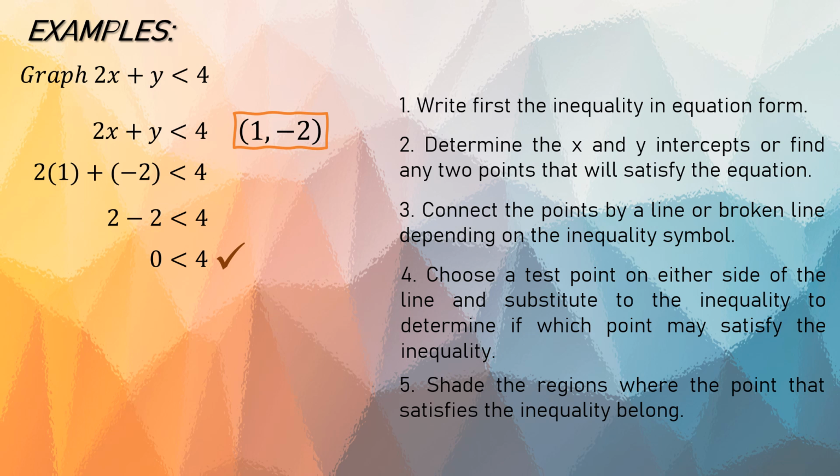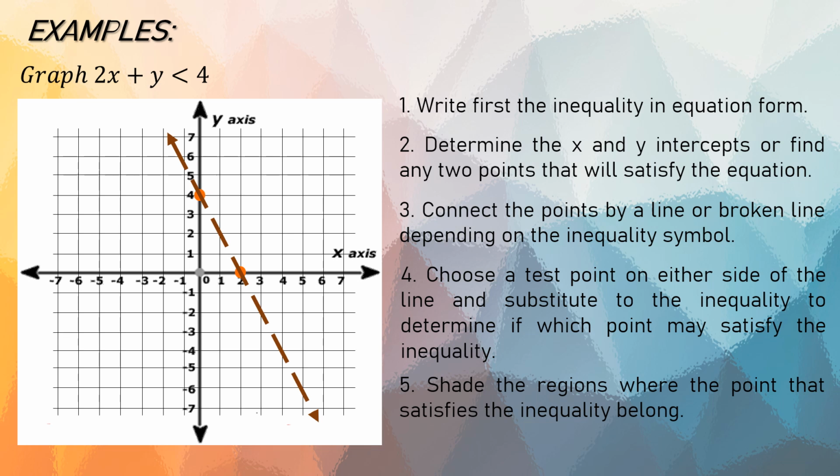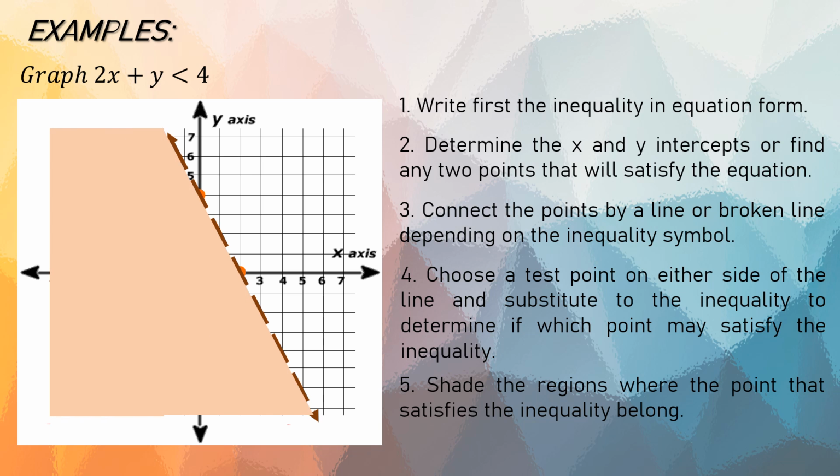So, let us now have the last step. Shade the regions where the point that satisfies the inequality belongs. So, ngayon, i-plot na natin yung points. So, ito yung 1 and negative 2. So, since nagtama yung ating checking kanina, so ang sashada natin is this left side. At iyan na ang graph ng 2x plus y is less than 4.